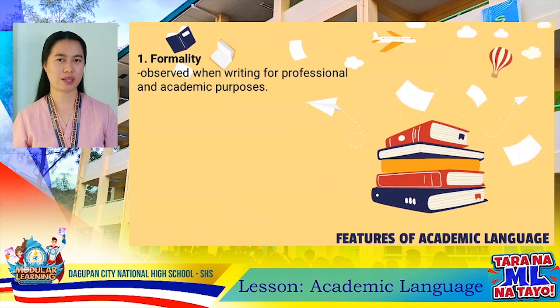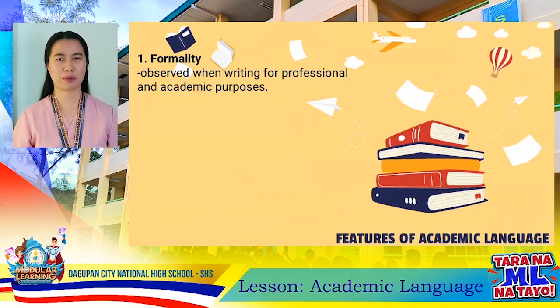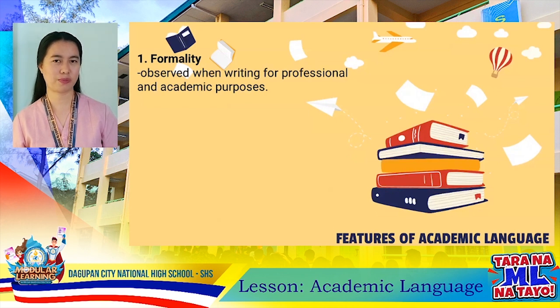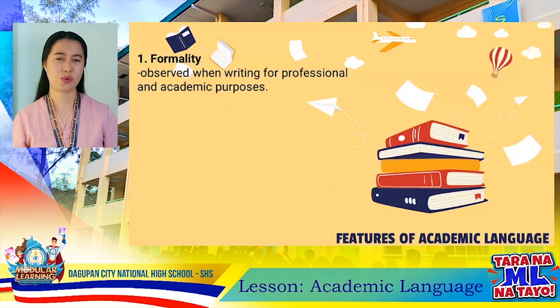Observe when you are writing for professional and academic purposes. The purpose of your writing should be clear. We use academic language when we are writing for professional and academic purposes. For example, if you are writing a business correspondence, like application letters, you use formal language, and it follows a specific format too. Be formal when you are writing your academic papers like essays and research.